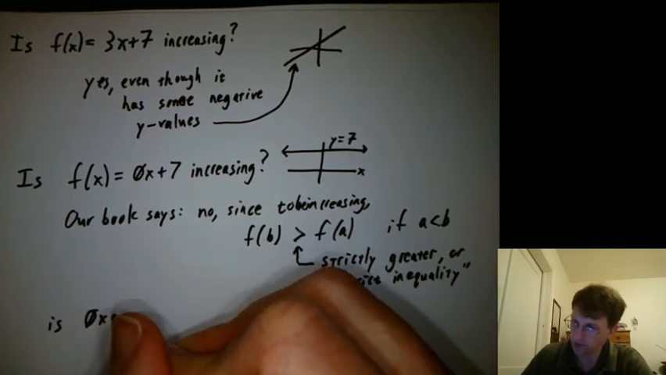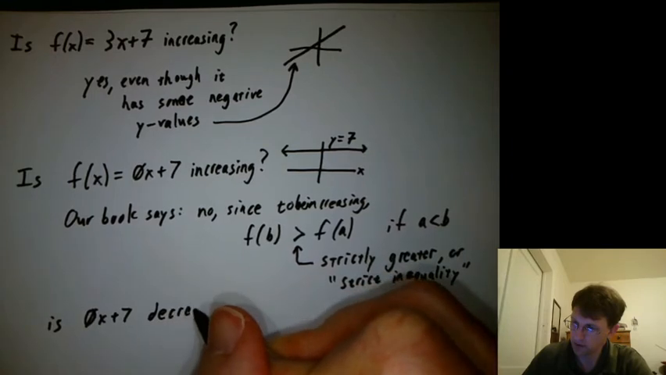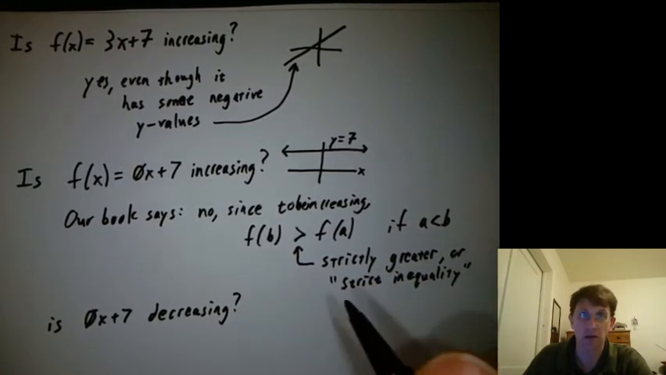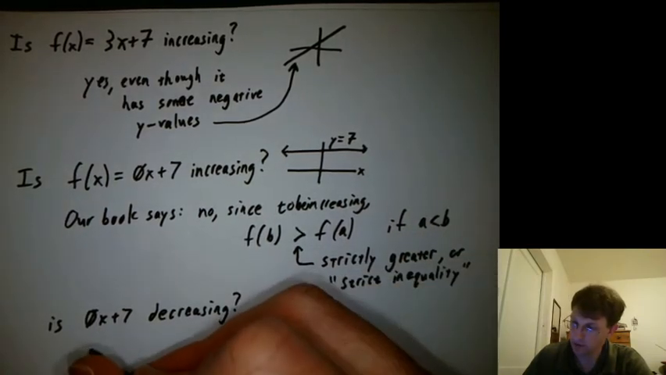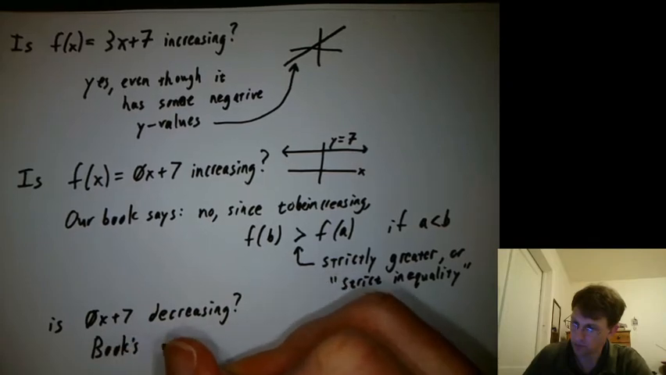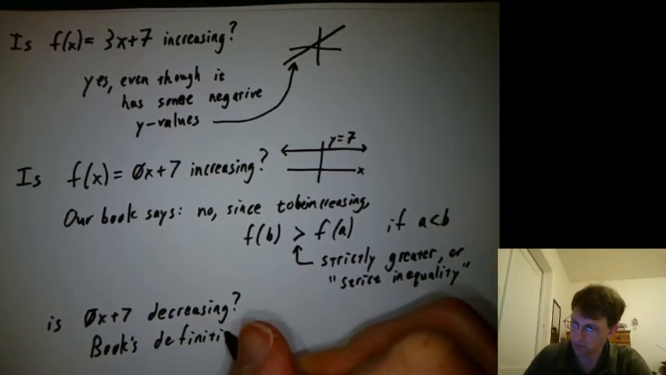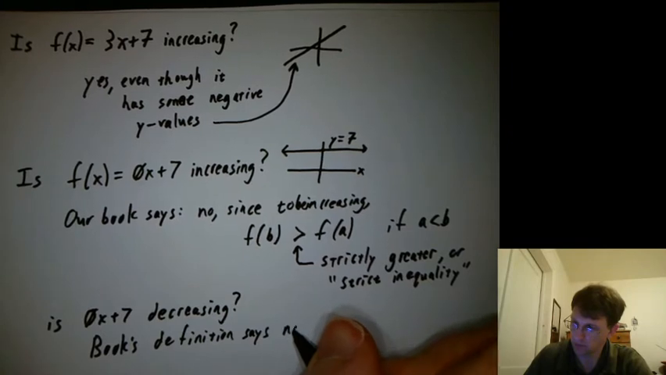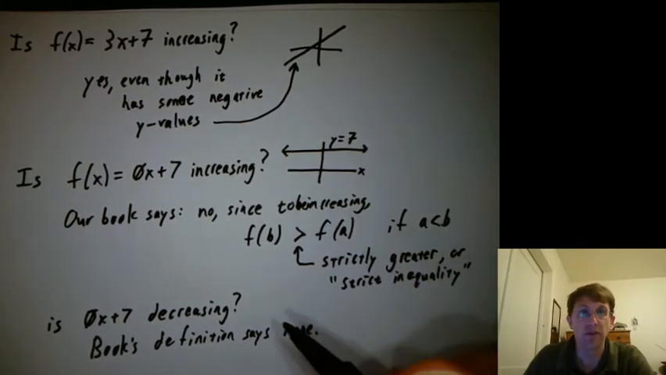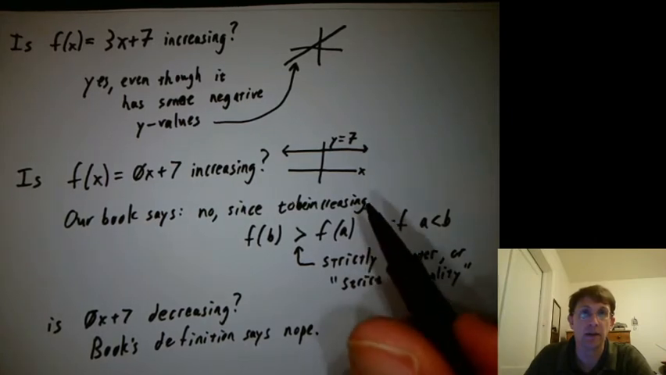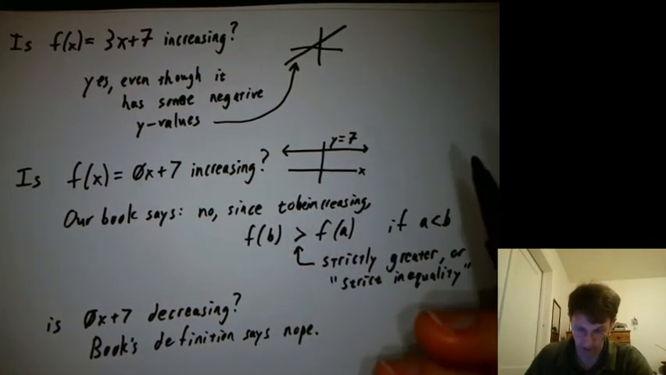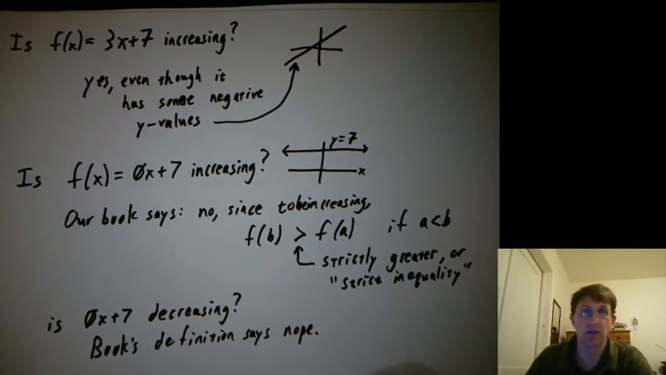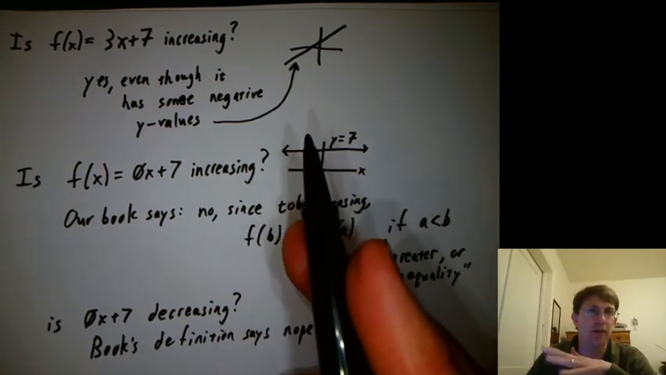Is 0x plus 7 decreasing? Well, for the same reason our book would say it is also not decreasing. I'm emphasizing that because in some books, and in some subfields of math, it is actually convenient to say that that counts as increasing. It's just not strictly increasing. So that might feel a little weird to you, and that's okay.